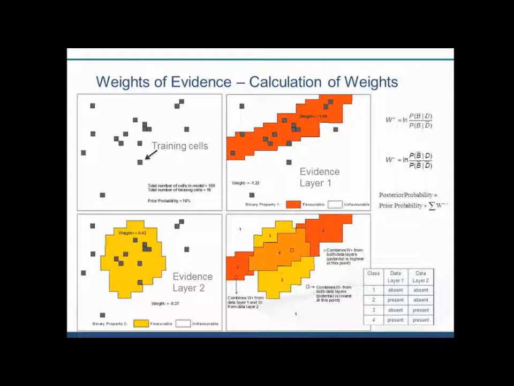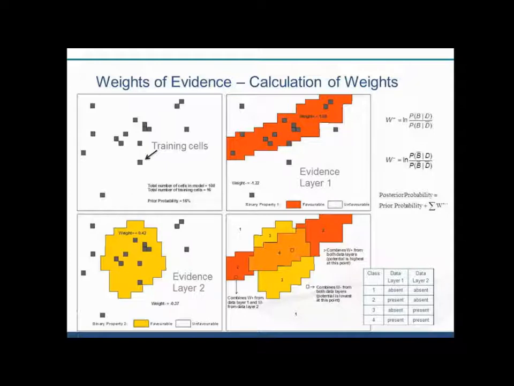The second evidence layer, you can see visually that there's not as great a spatial relationship between training cells and the evidence. You can see that reflected in the weight. There's a smaller positive weight in the favorable zone and a smaller negative weight in the unfavorable zone.